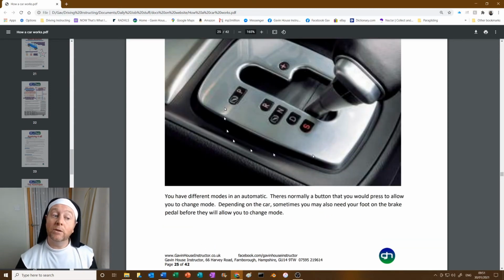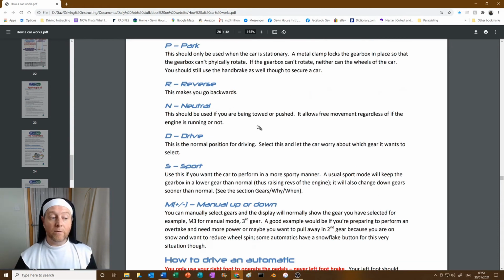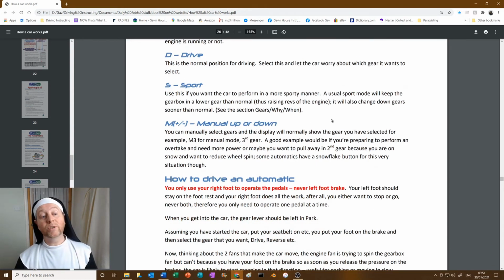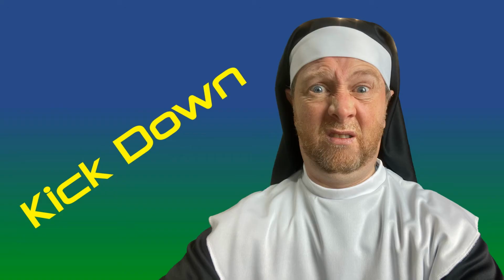And you've got lots of different settings that you can have. You've got your park, which basically locks the gearbox, stops it moving. You've got reverse, neutral, drive, sport. Sport, all that does is hold a lower gear for you for a while. It doesn't make the engine any more powerful, it just changes what gear you pick. So whereas normally you might be driving along in second gear, it'll just stay in first for a bit longer. Because what that does is it raises the revs on the engine, and the higher the revs you have, the more power you have, and the more power you have, the faster you can accelerate.